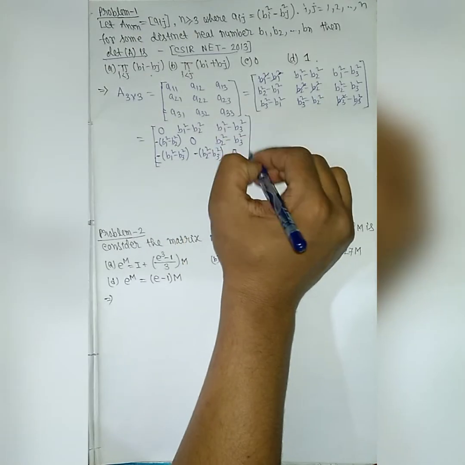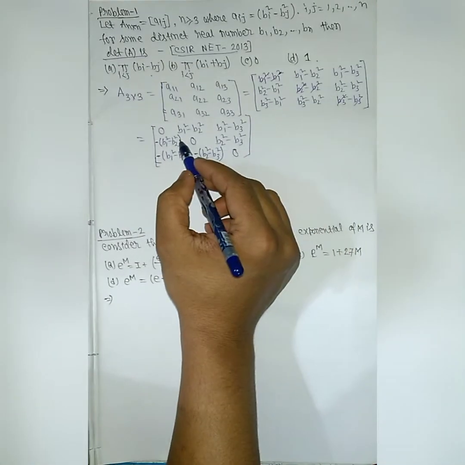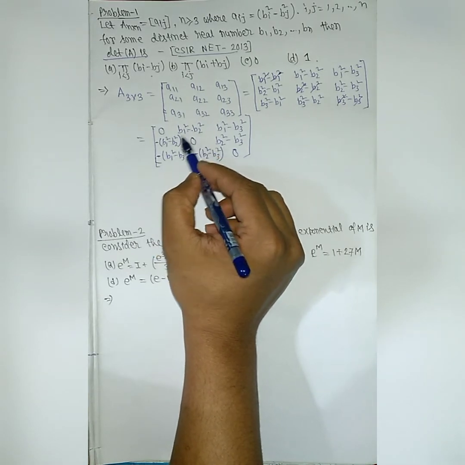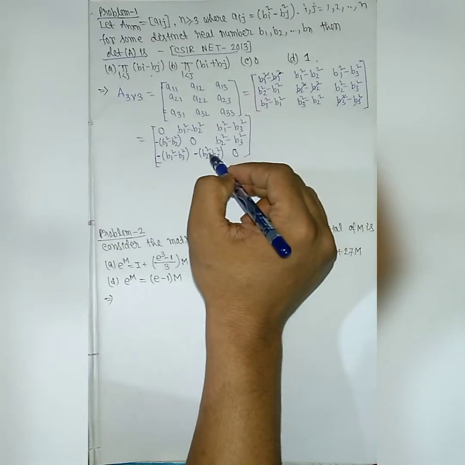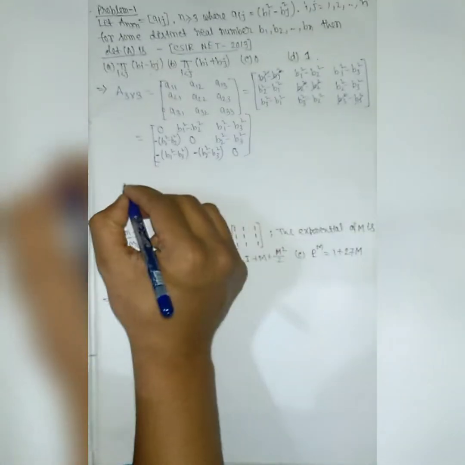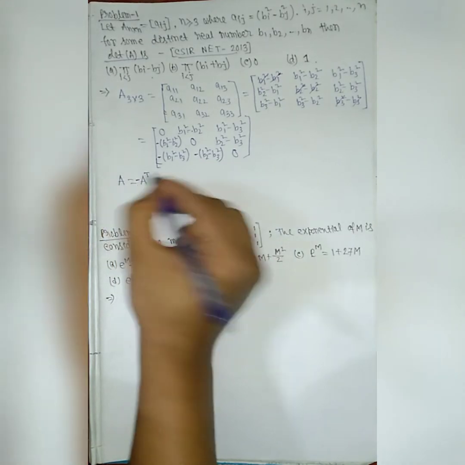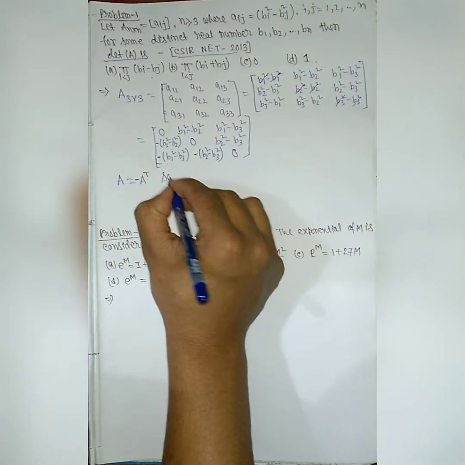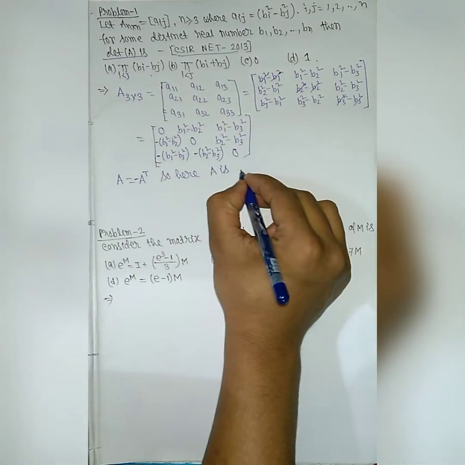And this is 0. Okay, now if you look at this matrix, the elements are exactly opposite, that is A12 is exactly the negative of A21. This type of matrix is called a skew symmetric matrix. That is, for this type of matrix we get A is equal to minus A transpose. So here the matrix A is skew symmetric.